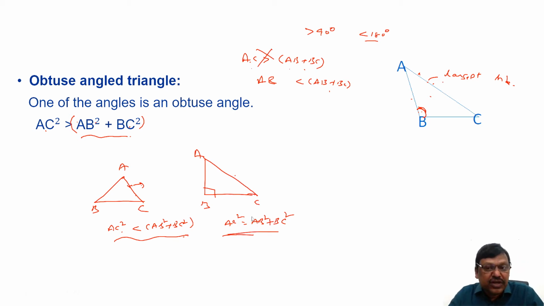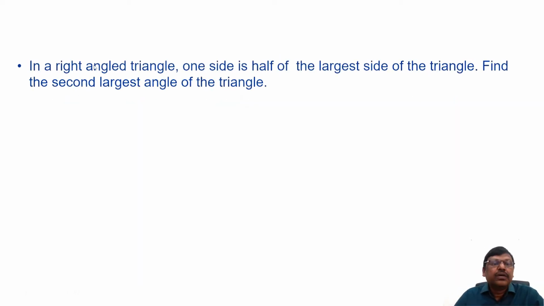So this is about the relation between the largest side and the other sides of these three triangles. These are some of the important points. Based on this, we will solve a couple of questions. In a right angle triangle, one side is half of the largest side of the triangle. Find the second largest angle of the triangle.